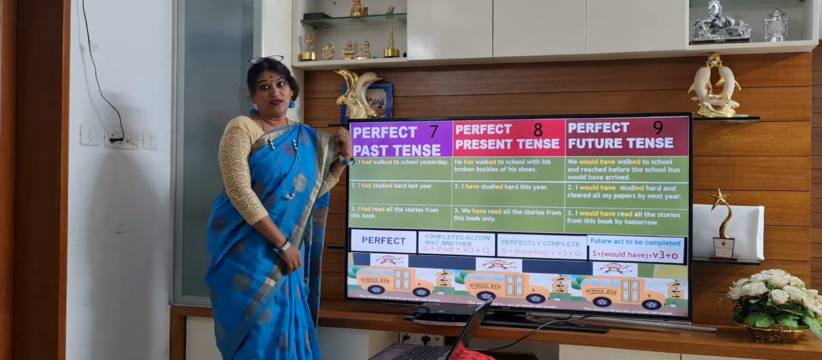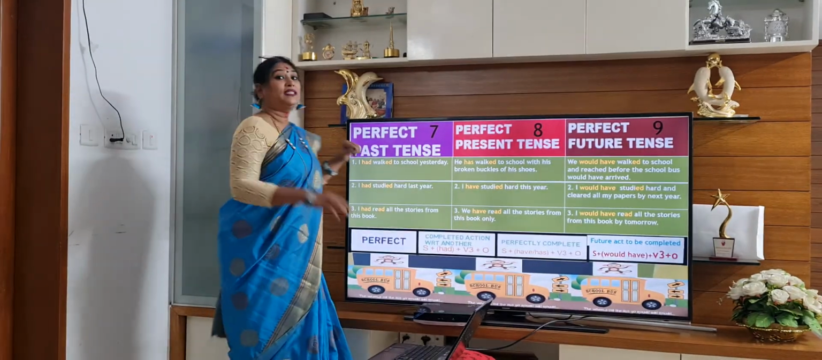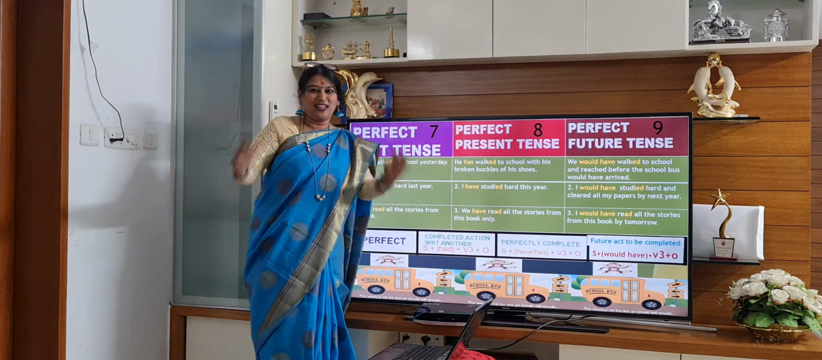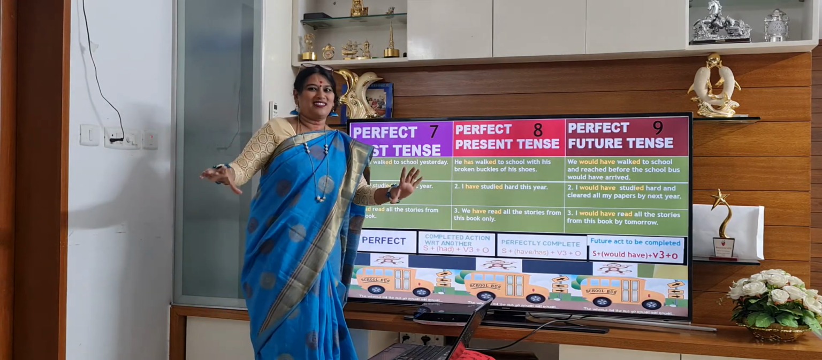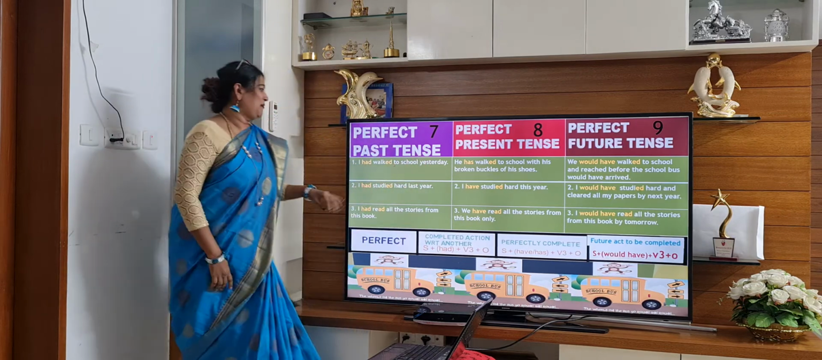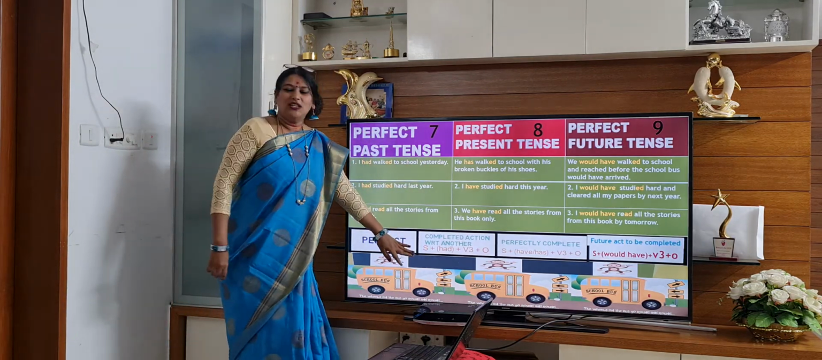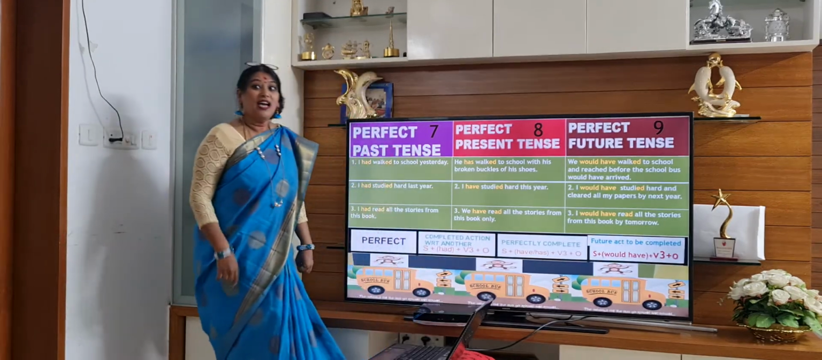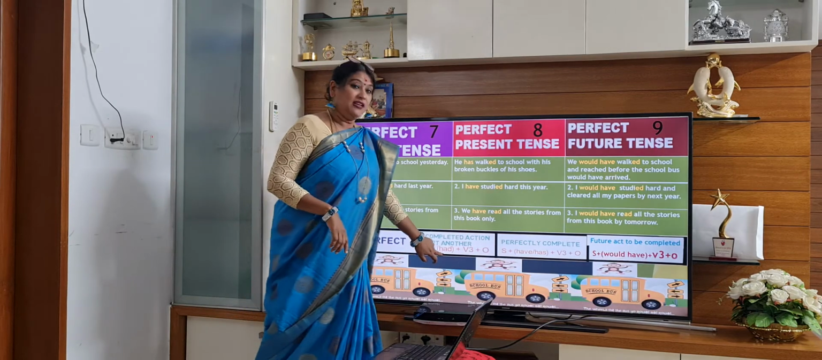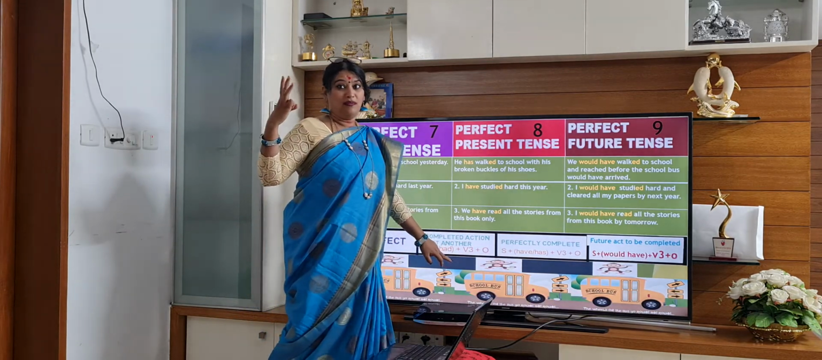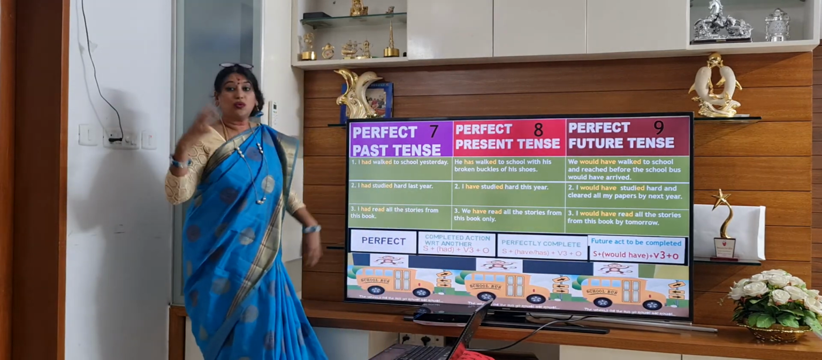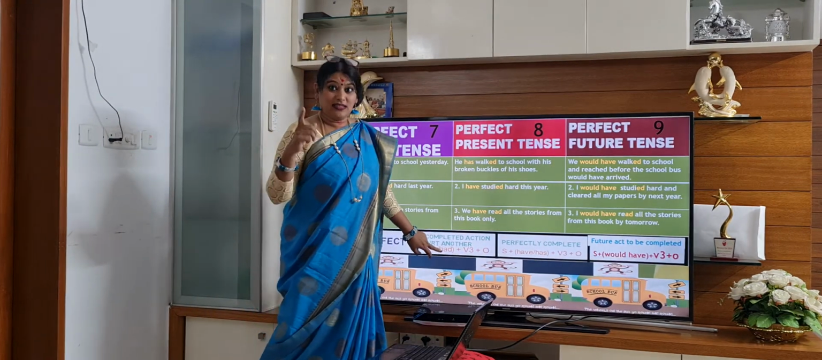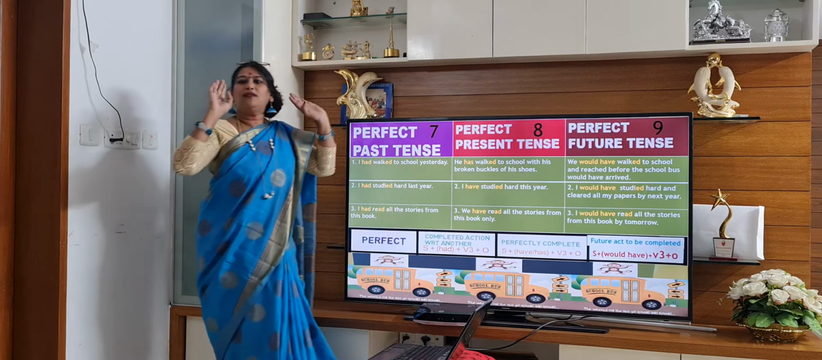Now, see, already six are finished. Now, let's talk about the third wheel of the past. What is this? Perfect. In perfect, again, follow the same rule. What you're supposed to use? Had. And then verb's third form. For the third wheel you use the third form. And guess what? All the three verb forms are the same.